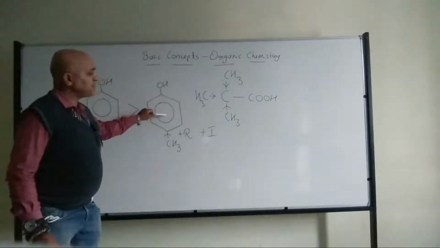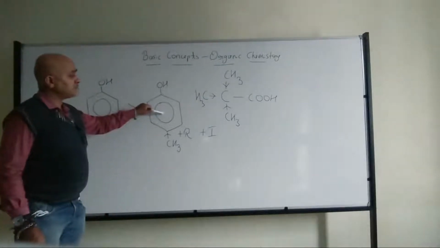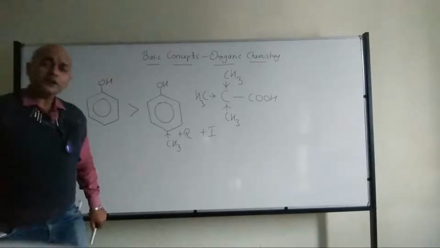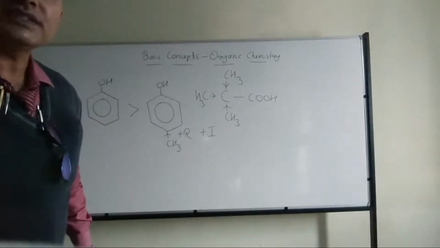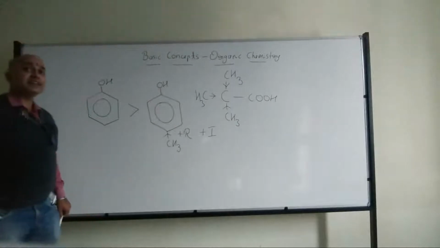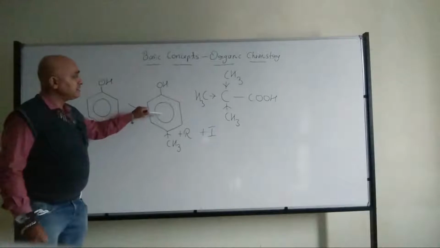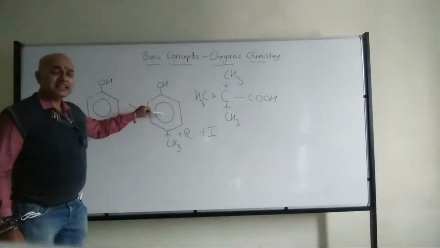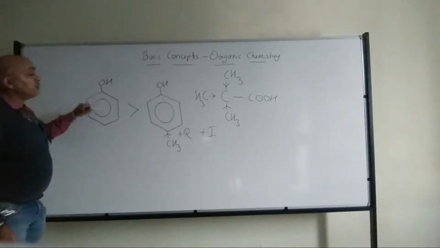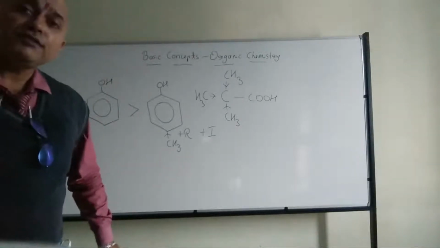The same logic is applicable even for this particular case. Due to the presence of the alkyl group, the OH bond will not be dissociated easily. So due to that, this particular molecule will be a slightly weaker acid compared to phenol. All of you got my point?